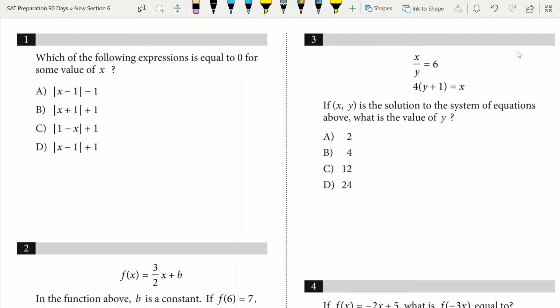Today will be day 9 in our SAT preparation series. So today we're going to start with the math section. We'll do that for about a half an hour and then we'll transition over to the reading section.